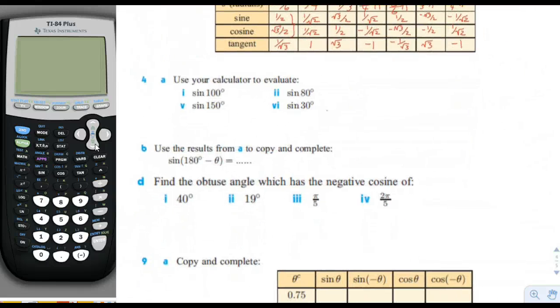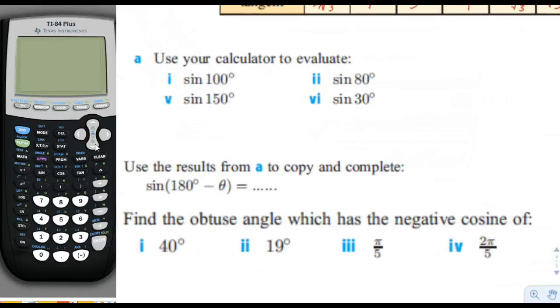Use your calculator to evaluate sine of 100, sine of 150, sine of 80, sine of 30, and you know how to do that, right? I don't need to show you how to do that. You just go sine. Make sure it's in degree mode.